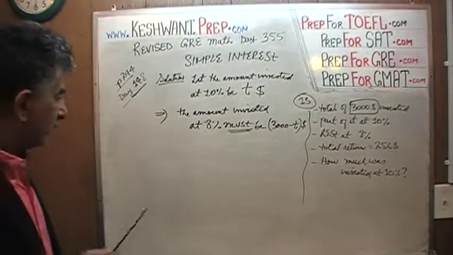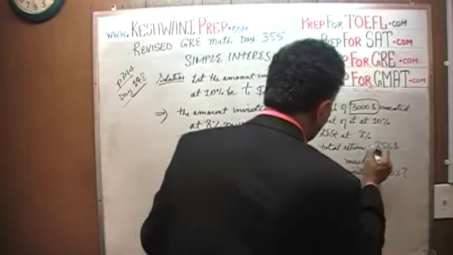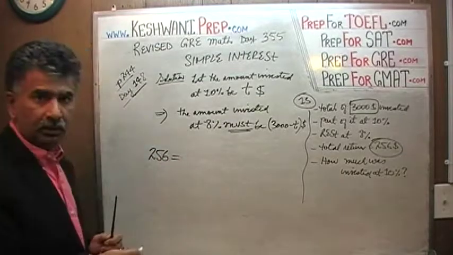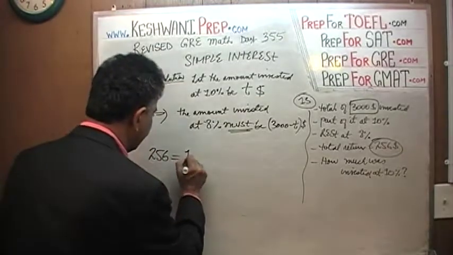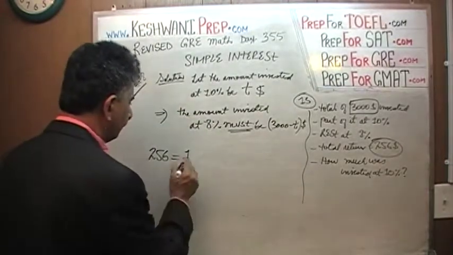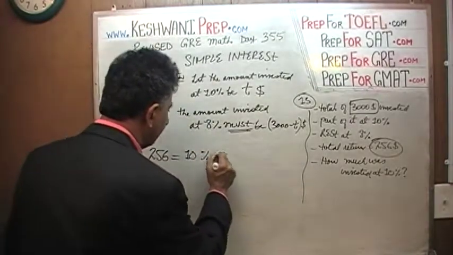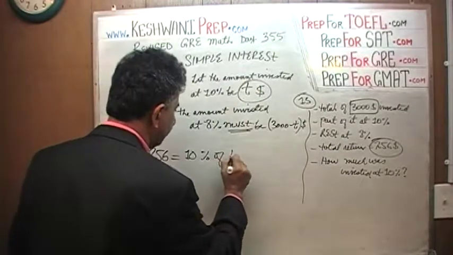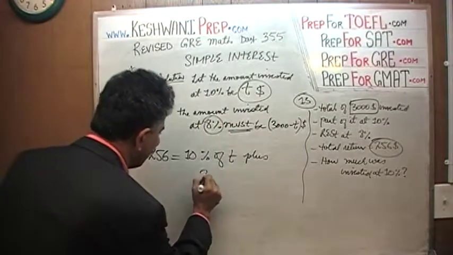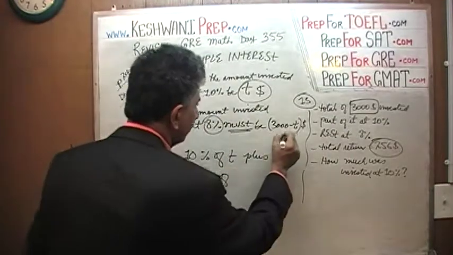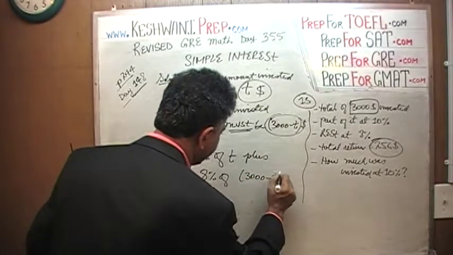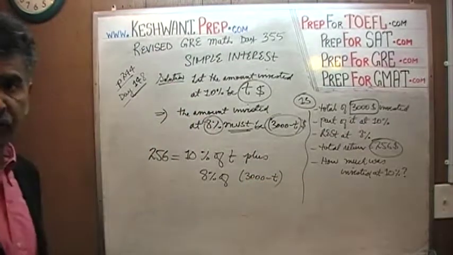And we also know that our total return, we are told, is 256. So 256 has to equal 10% of this amount, t, plus 8% of this amount, 3,000 minus t. That is our equation.